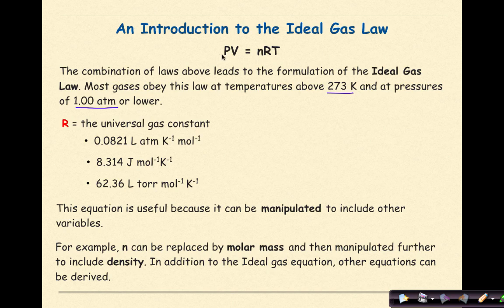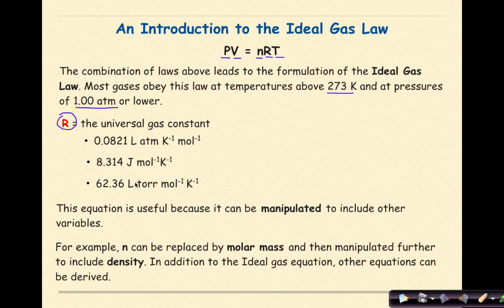Now let's just remind ourselves, before we go on to the universal gas constant, of what each of these represents. P represents pressure, V represents volume, n represents moles of gas, R is the universal gas constant, which we'll talk about in a moment, and T is equal to temperature, which will need to be in Kelvin.